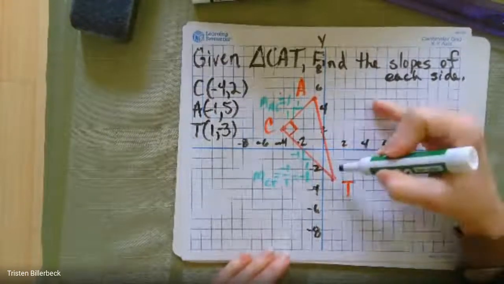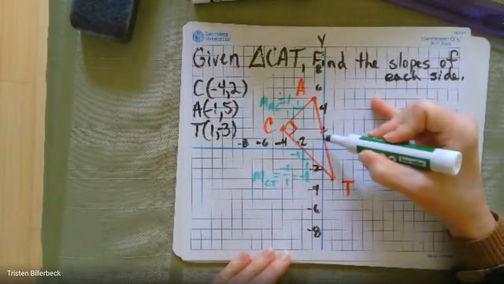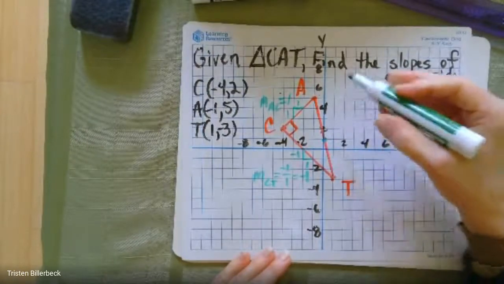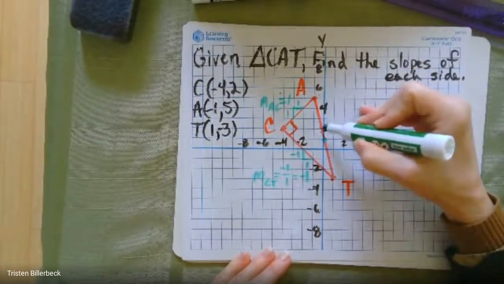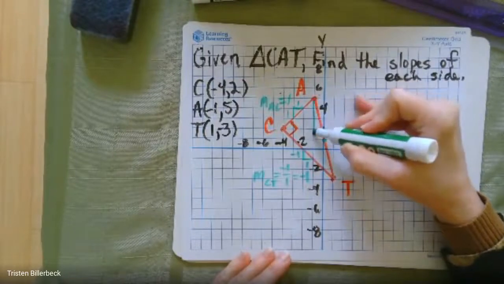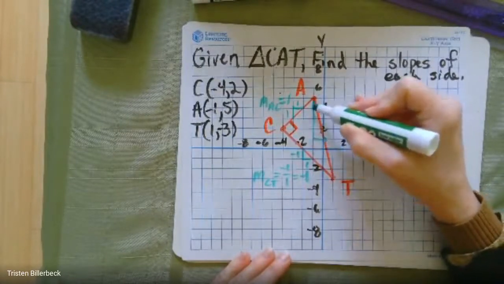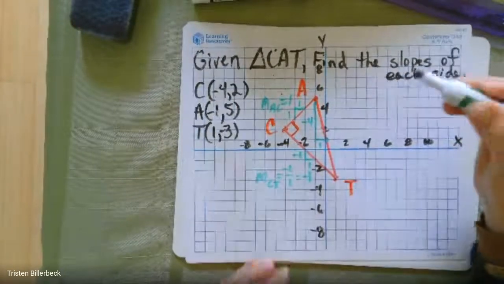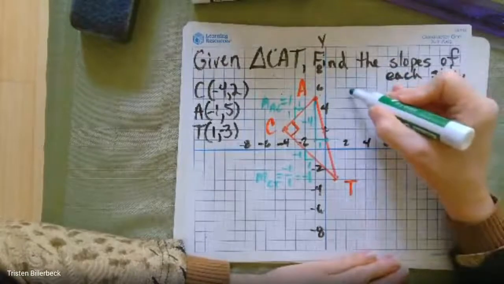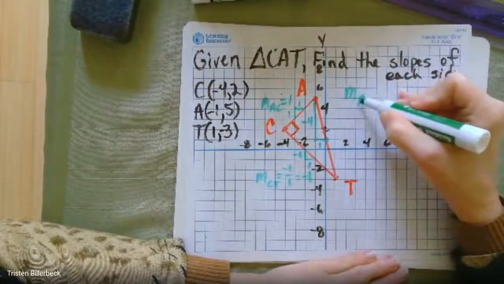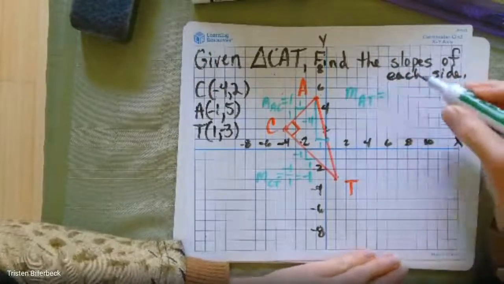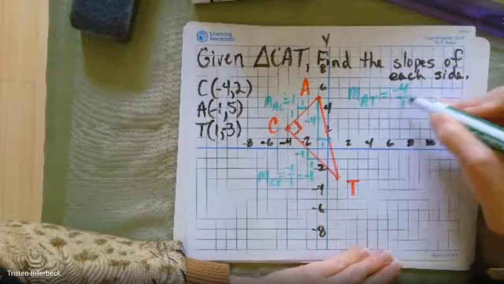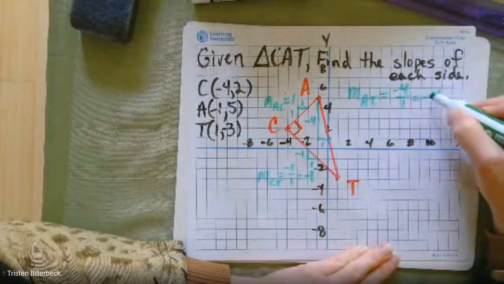And this slope here, we've got to find, it crosses right here. So we have a rise of right here. So we have a rise 1, 2, 3, 4, -4, and a run of 1. Okay, so the slope for AT then from this shape is -4 over 1, which is -4.